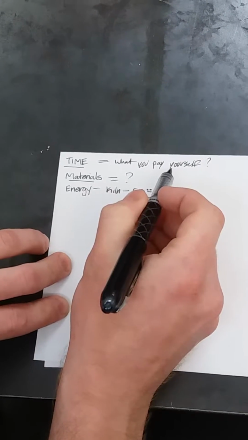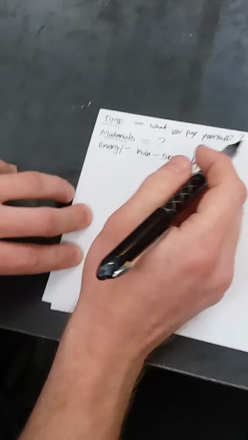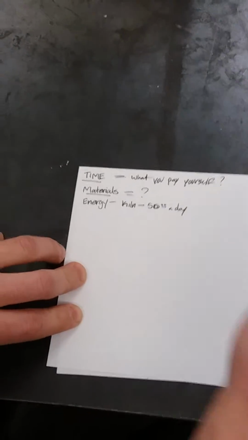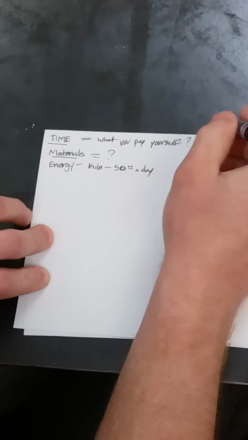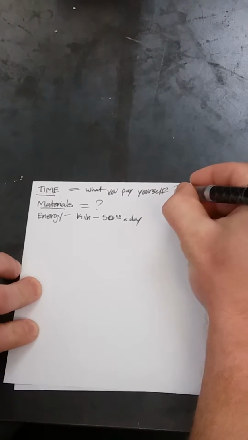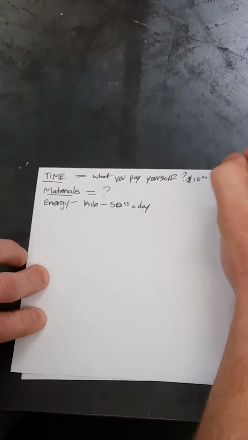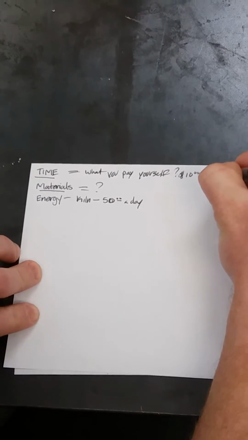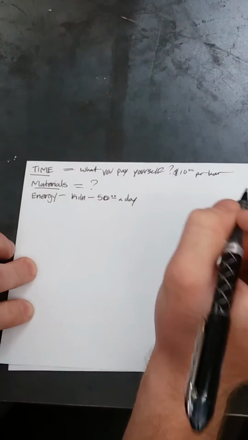What you pay yourself is kind of simple: how long it takes you to make all those pieces. Oscar, what do you want to pay yourself? $10 an hour? Awesome. Did you pick 10 because it's easier? Yep, it's easier. $10 per hour. And then materials we'll go over in a second.